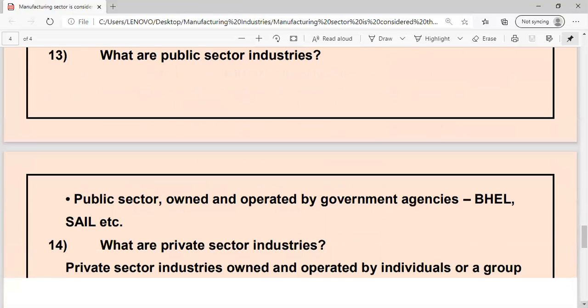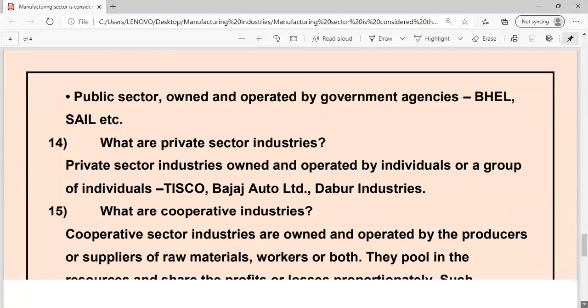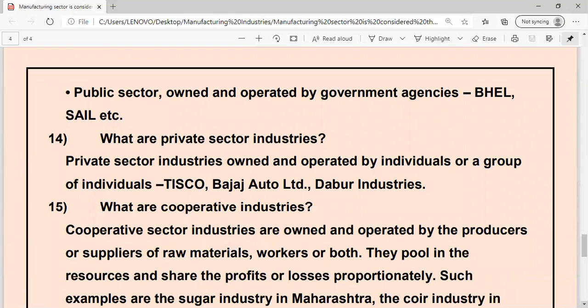Now, what are public sector industries? Public sector industries are owned by government like BHEL, SAIL, etc., Bharat Heavy Electrical Limited, then Steel Authority of India. Now, what are private sector industries? Private sector industries are owned and operated by individuals or groups of individuals. It is not under the control of government. It is controlled by private individuals like Tisco, Bajaj, Dabur, etc.